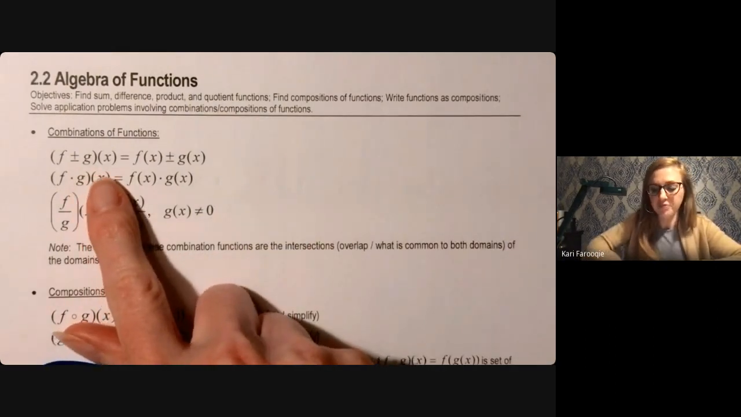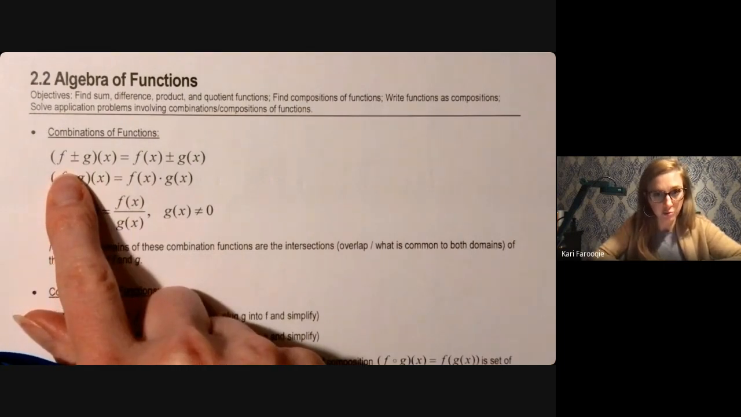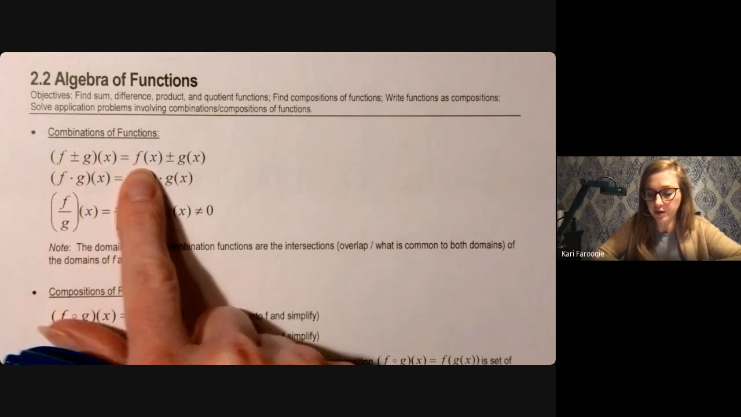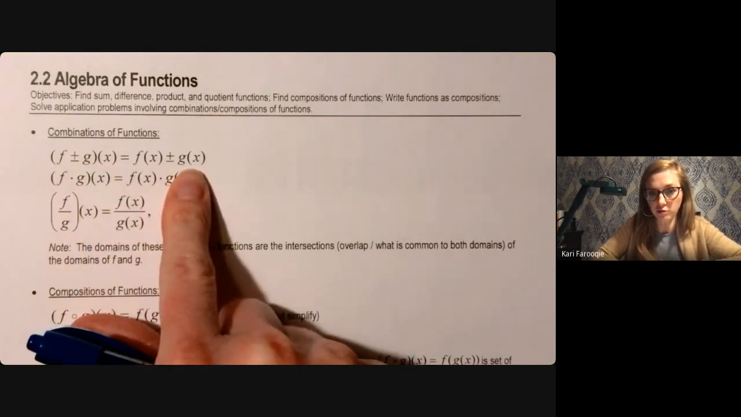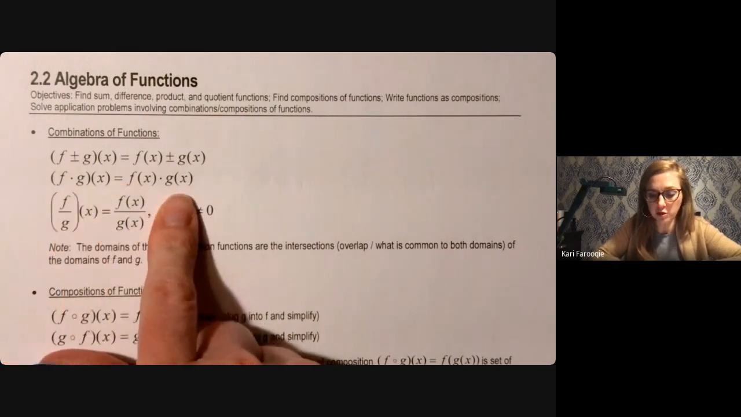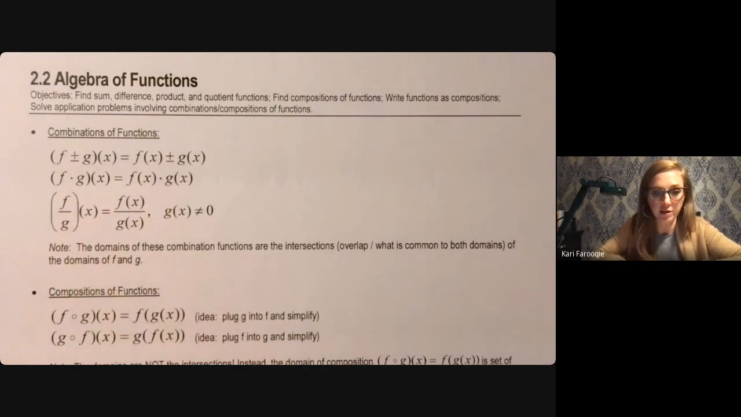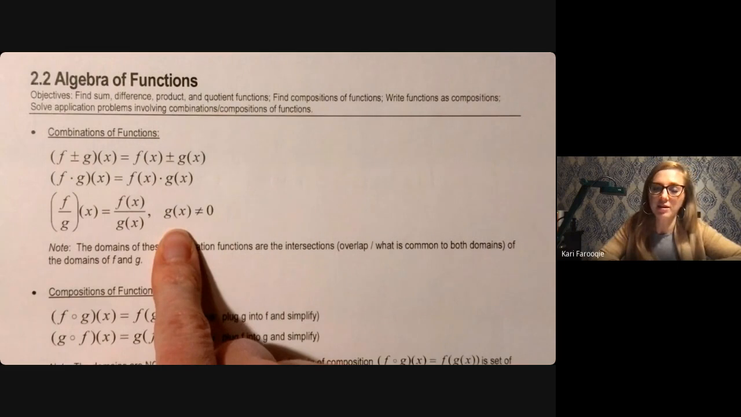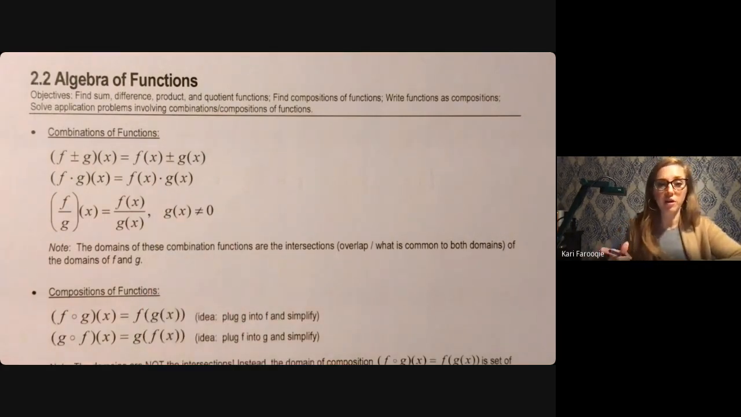You've seen this before. Maybe this notation doesn't look very familiar to you, but you can add or subtract two functions together, and that just looks like the addition or subtraction of two functions. You can multiply two functions, f and g, just by multiplying the functions together, and you can divide them, provided that the denominator is not equal to 0. We talked last time about how a denominator of 0 would make the function undefined. The domains of these combination functions are the intersections or overlap, what's common to both domains of f and g.